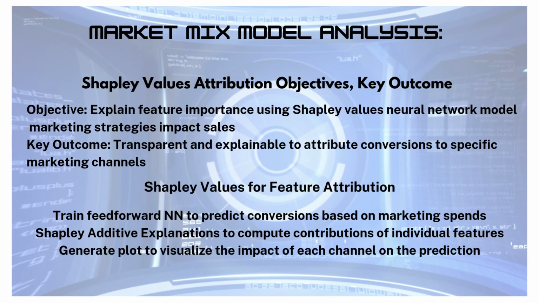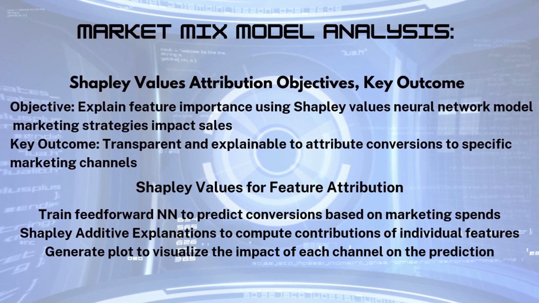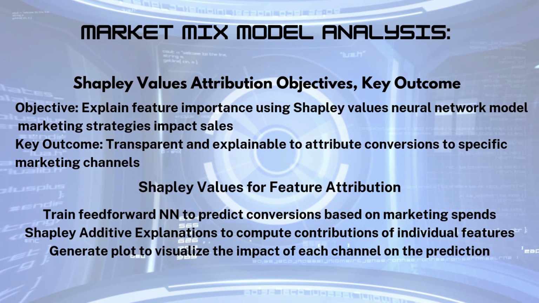Next, we're going to talk about the Shapley. This is the last one, and its attributions and key values. The objective again here is feature importance using Shapley values in a neural network model, and the key impact is transparent and explainable attribution of conversions for specific marketing channels. Shapley values are computed for the feed-forward neural network trained for conversions based on the marketing spend. We use an additive explanation to compute the contributions of individual features, and visualize each one.